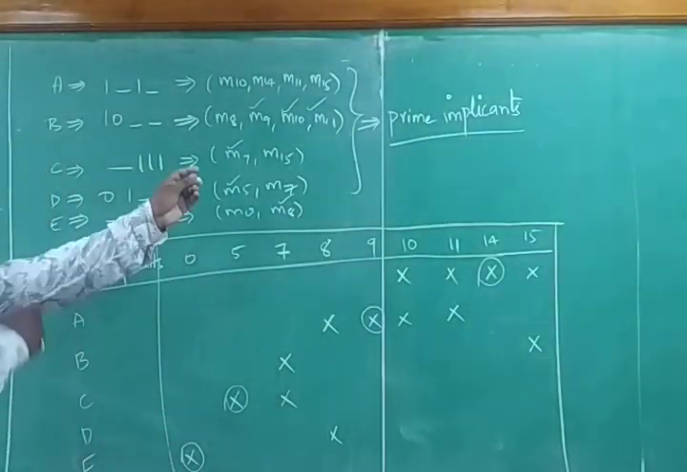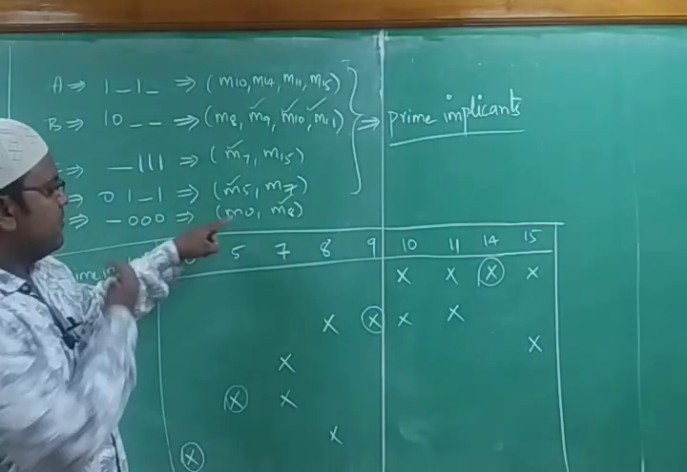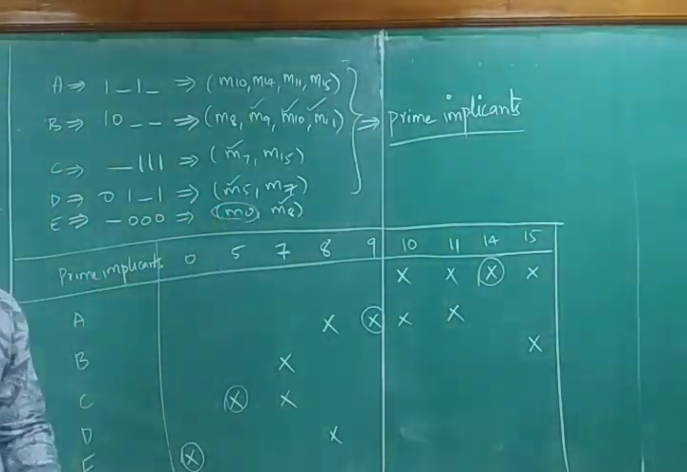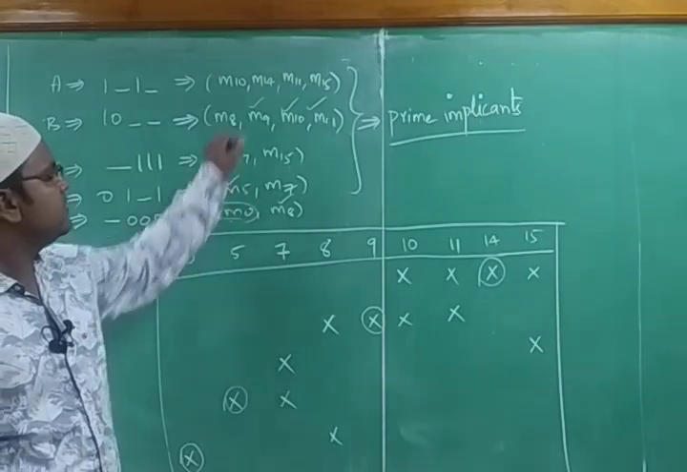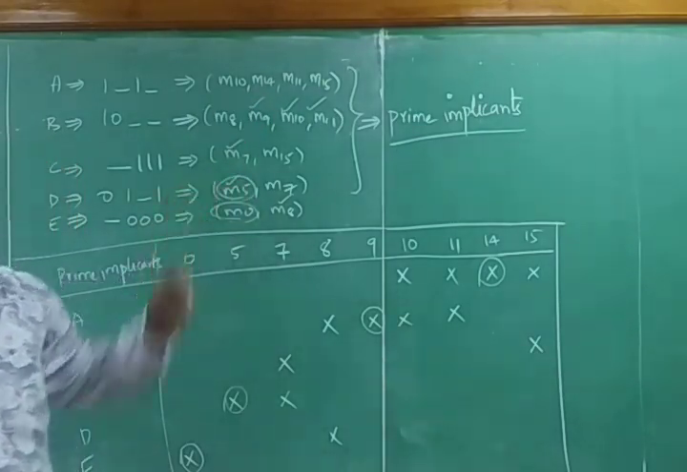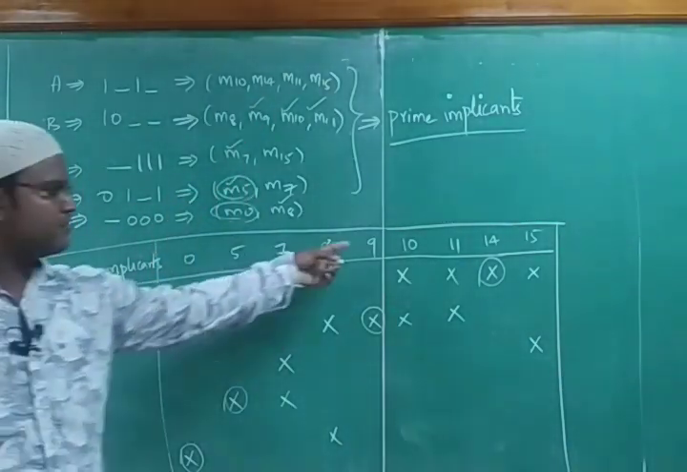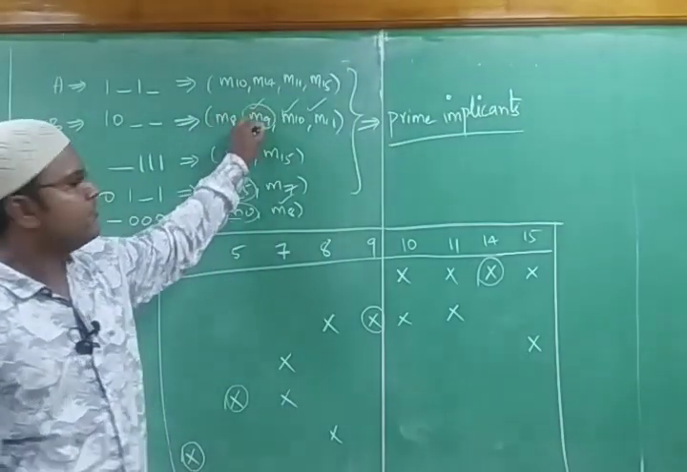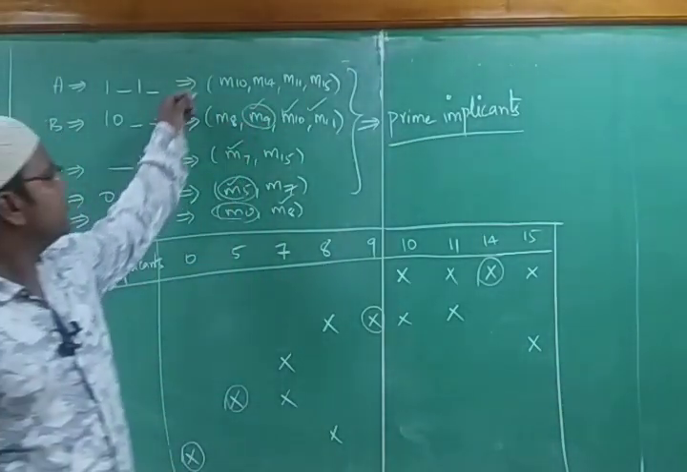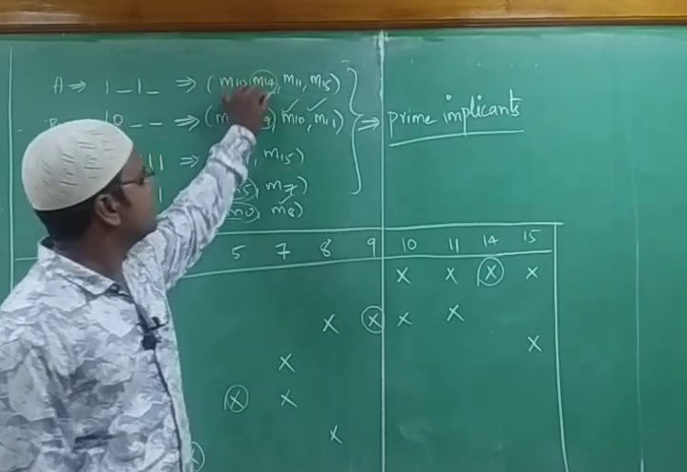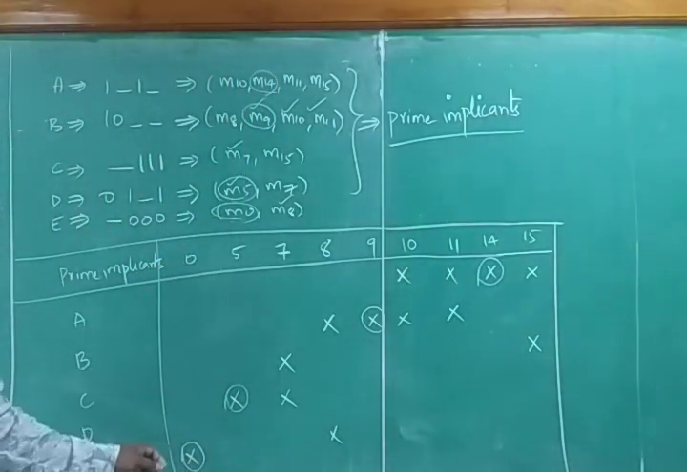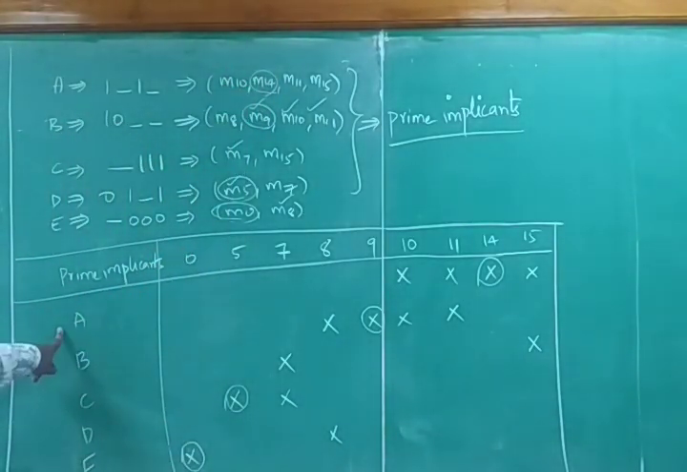So in this way also you can say that 0 is coming here only once, 5 is coming only once. Is 5 there anywhere else? No. Like this, 9 is only coming here, a single time. Next 14. So 14 is coming only once. After getting that, now we need to go for that particular prime implicant.